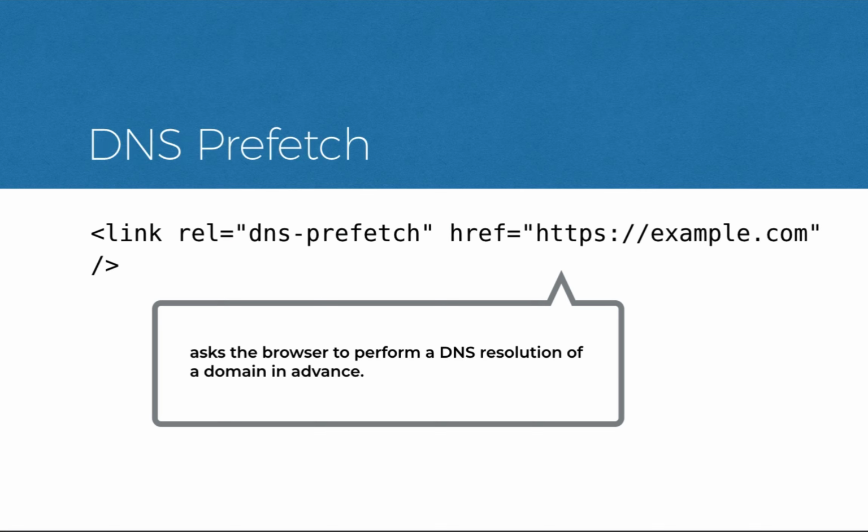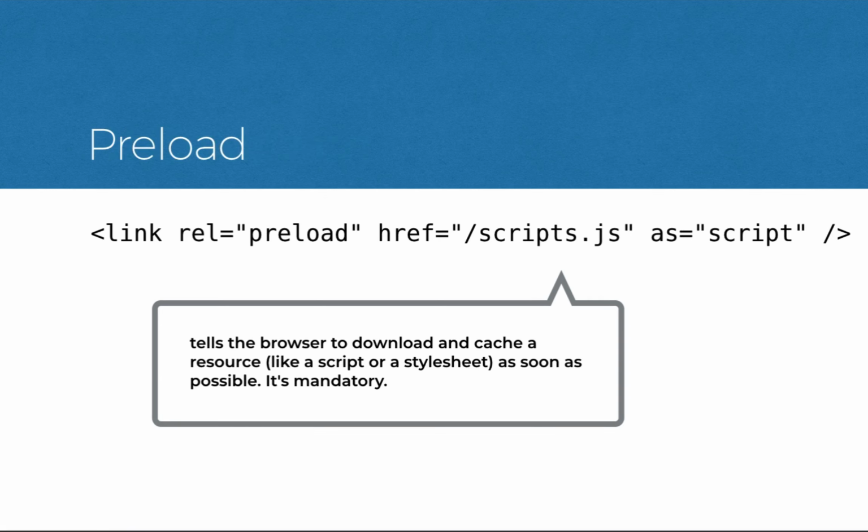Here's another one, DNS prefetch. Preconnect is a step further than this one, which only does the DNS resolution step. Preconnect does this step and makes the secure connection. So I'd recommend using preconnect instead of just DNS prefetch. Here's another one, link rel preload. This one tells the browser to download and cache a resource like a script or a style sheet as soon as possible. And this one is powerful. It can really help if you're really careful with how you use this.